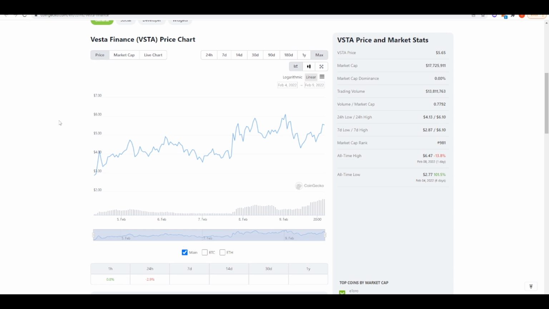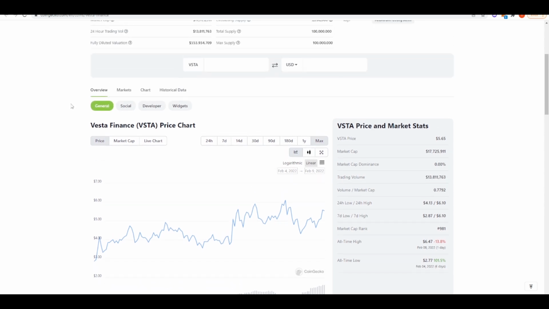So the token's live, and it's been live since the 4th of February. It's currently up, well, as you can see here, about 100%. So it's done really well so far, especially given the current market conditions as well, which aren't, you know, super favorable right now. As you can see, most of your tokens are down like 50% or more from their all-time highs, whereas Vesta Finance has done extremely well indeed.